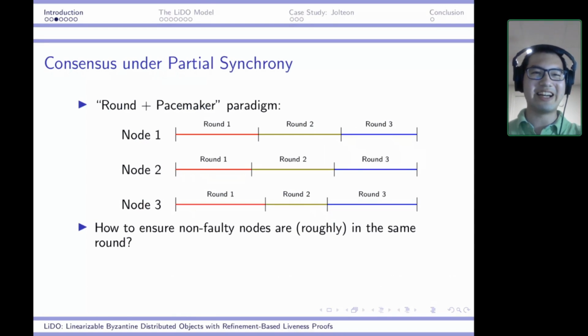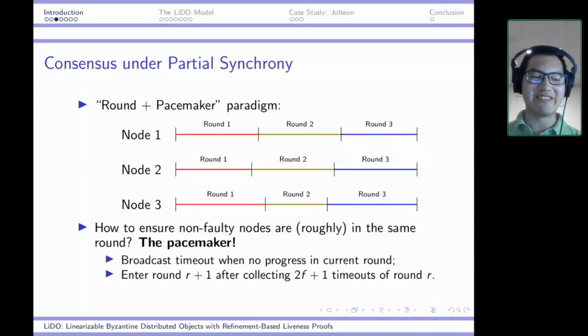So in the literature, a very large number of consensus protocols have been proposed, and a very large number of them follow a very general paradigm called the round plus pacemaker structure. In these protocols, the protocol is structured as an infinite sequence of smaller protocols called rounds, and each node only participates in one round at a time. And if all the nodes are in the same round and the leader of the round is non-faulty, then it's guaranteed that it can make progress in the system. However, as we all know, the nodes could be faulty, and so when the leader of a round becomes faulty, there is a mechanism called the pacemaker that kicks in and moves the system to the next round.